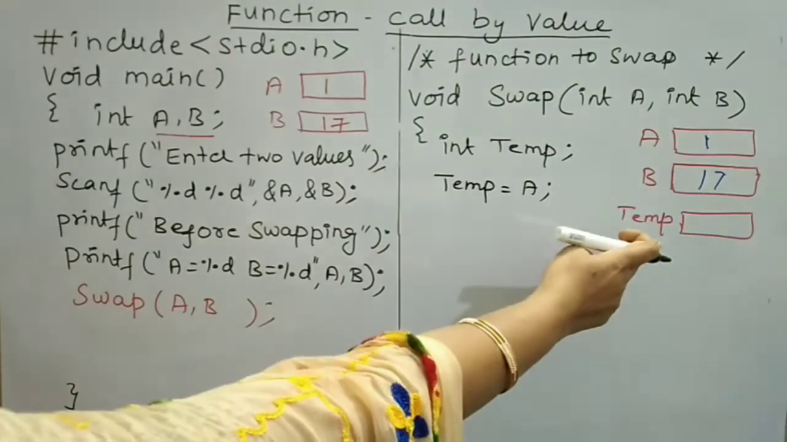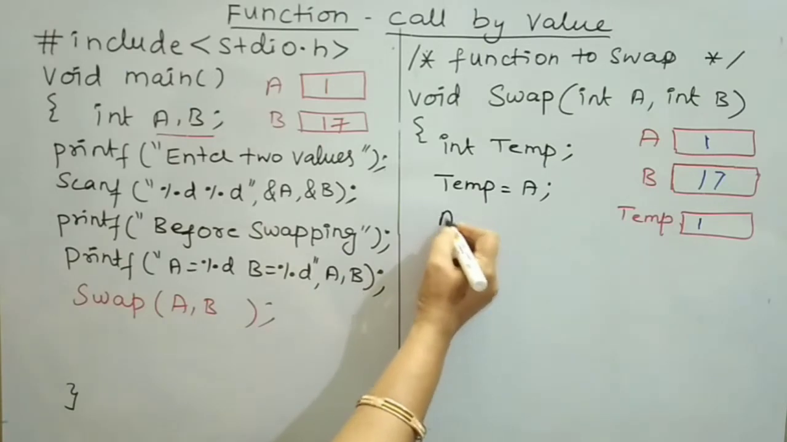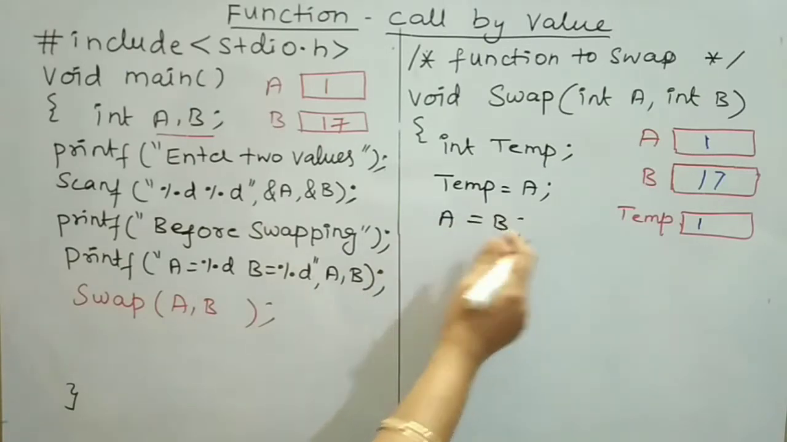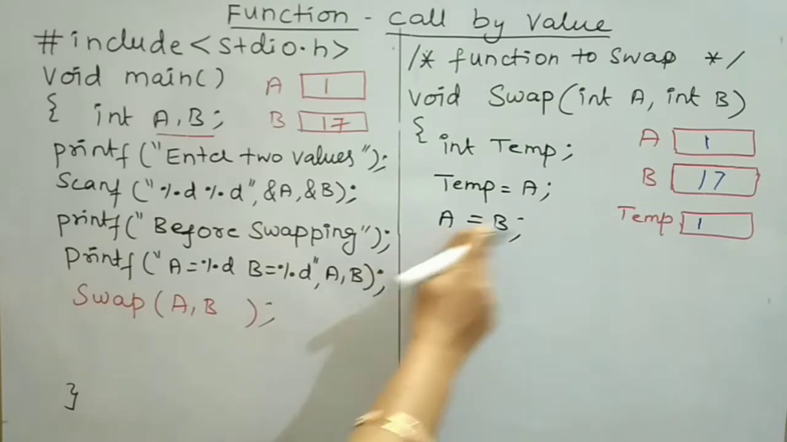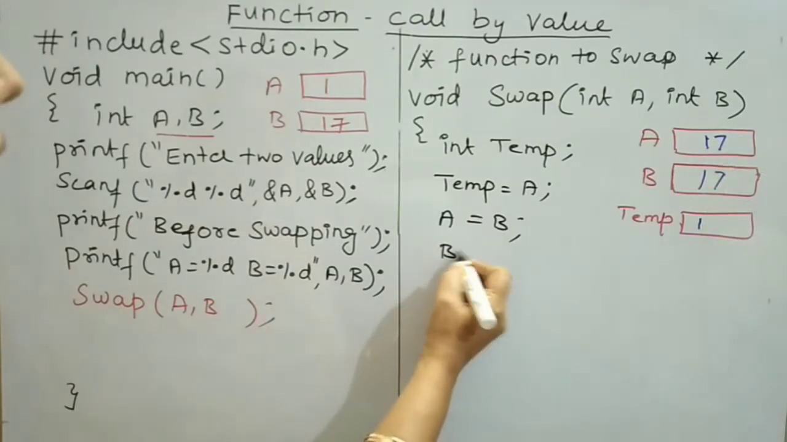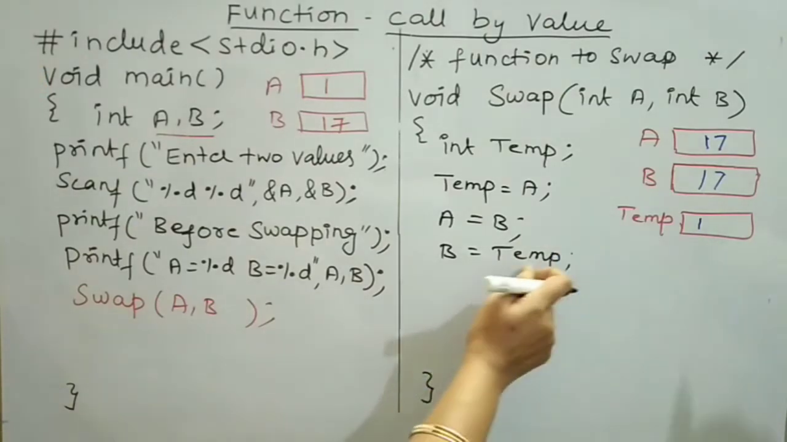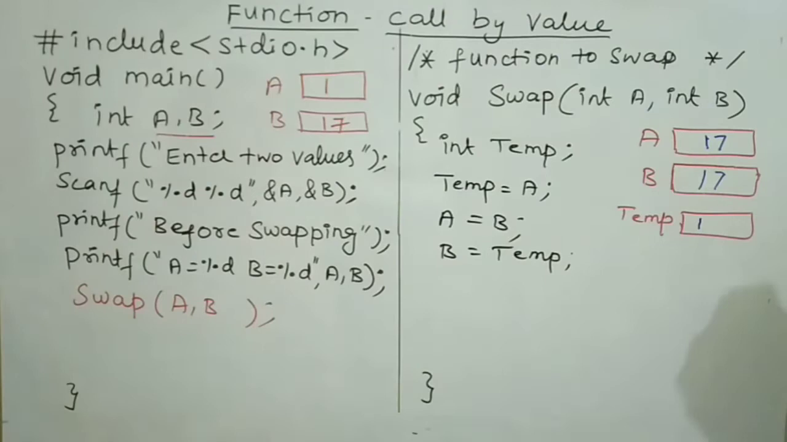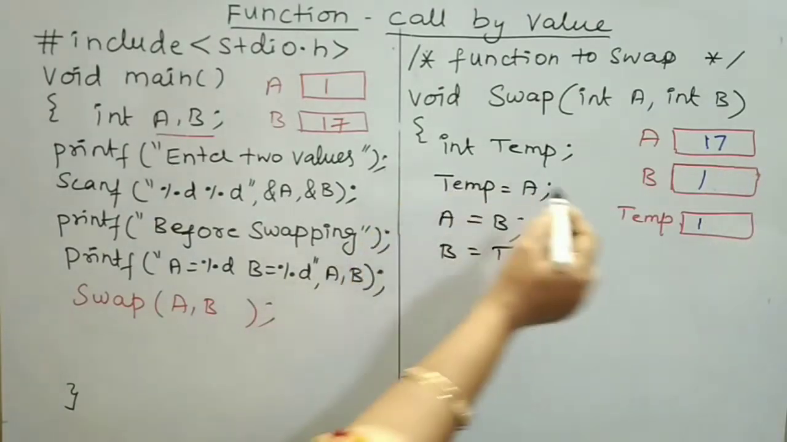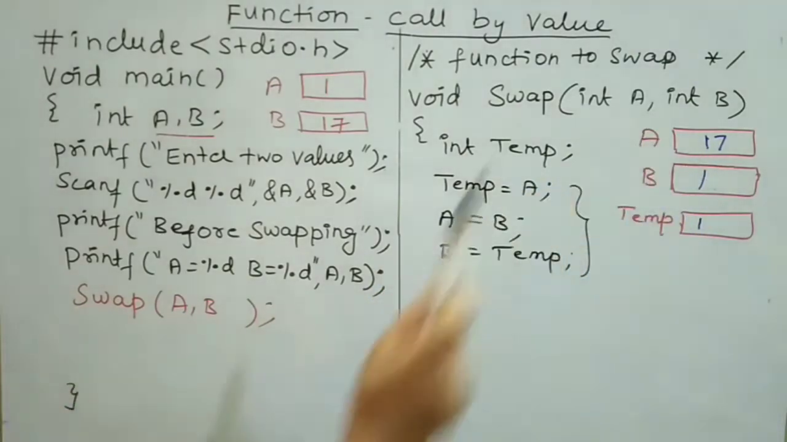So now temp takes the value 1, and then a takes the value of b. Value of b, 17, is assigned to a, so now 17 is placed in a, and then b takes the value of temp. So what is the value in temp? 1. 1 is assigned to b. Now b takes the value of 1. So using these three statements we have successfully interchanged the value of a and b.